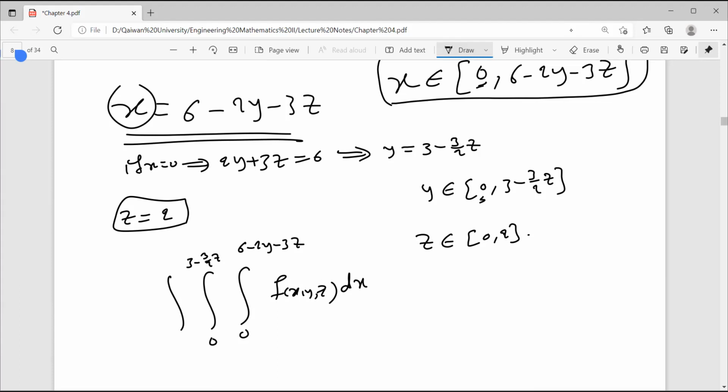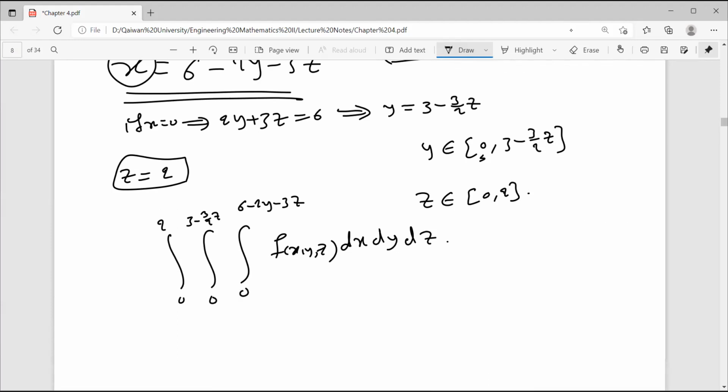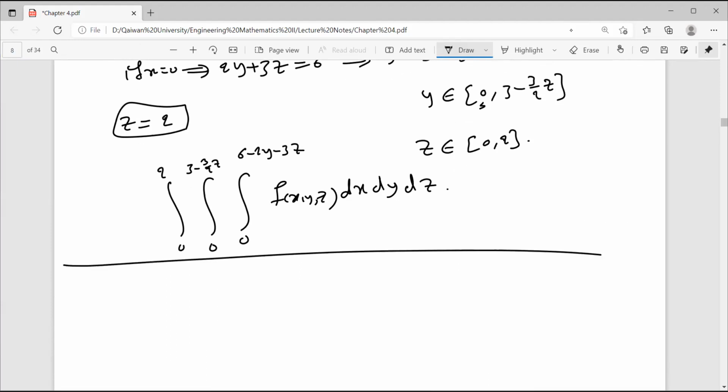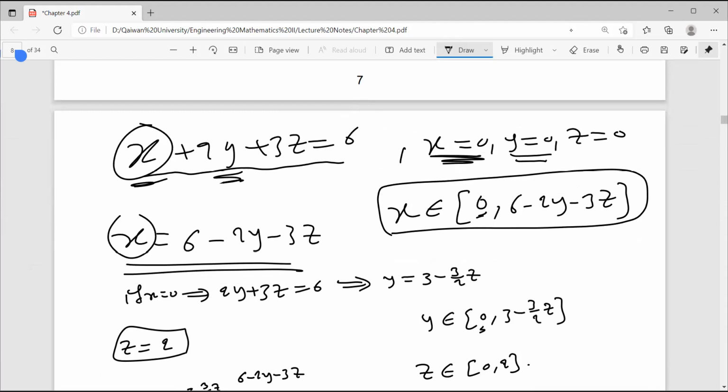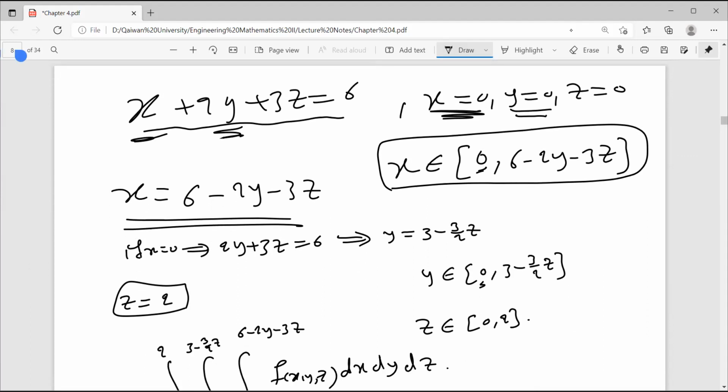Then z is from 0 to 2. This is dy dz. This is one way of expressing the triple integral. Let's do it another way. If we use another way, here we first found x, but now we choose y. Let's take y first here.